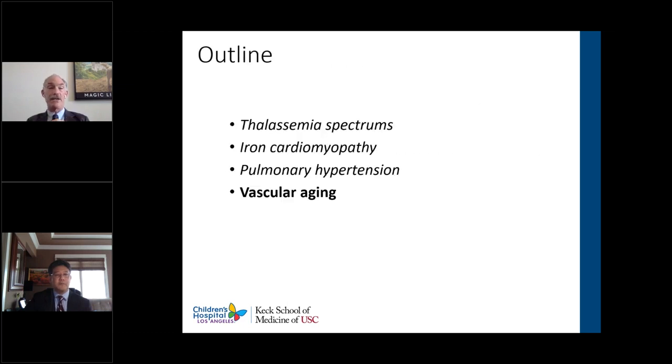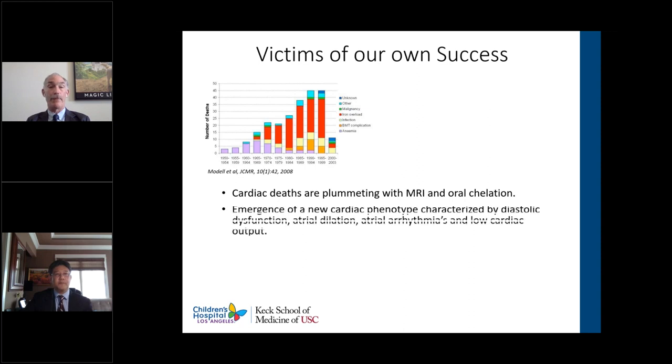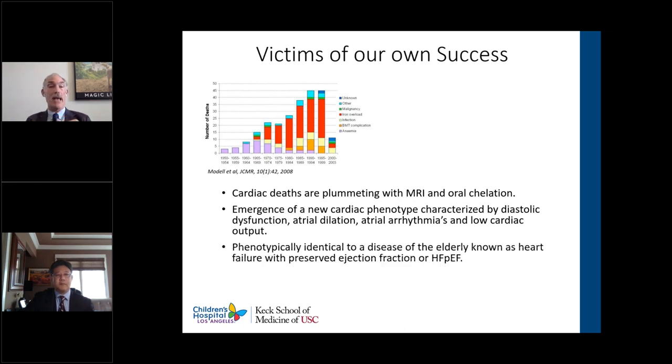So lastly, I'd like to finish with a discussion of vascular aging. We are victims of our own success. I showed you the drop in cardiac deaths, and thalassemia patients are living longer, but we're now seeing a new cardiac phenotype, which is characterized by diastolic dysfunction of the left ventricle, atrial dilation, atrial fibrillation, and low cardiac output. And this happens to people without thalassemia all the time, and it has a name. It's called heart failure with preserved ejection fraction, or HFpEF for short.